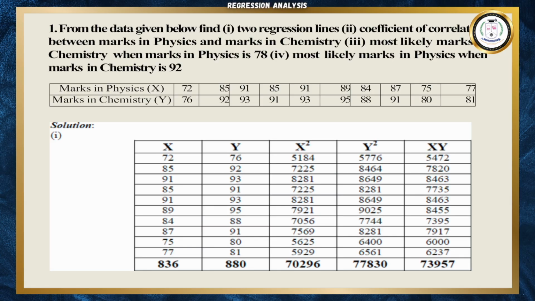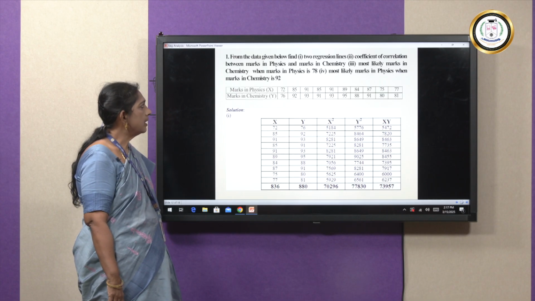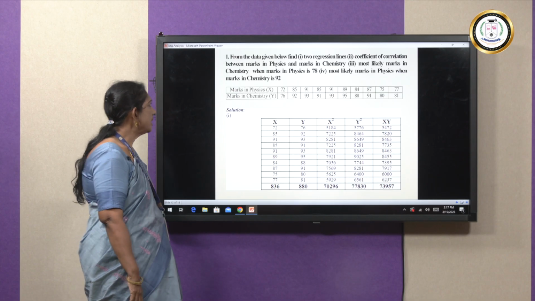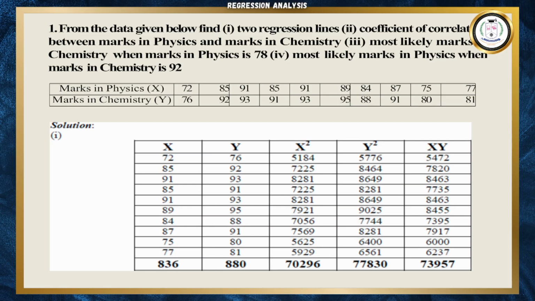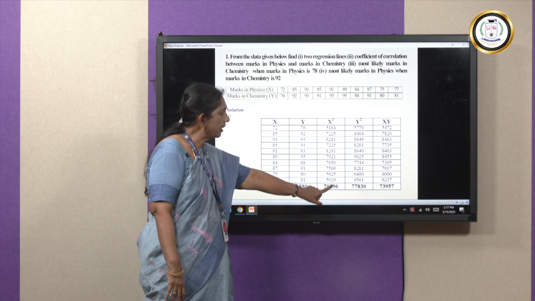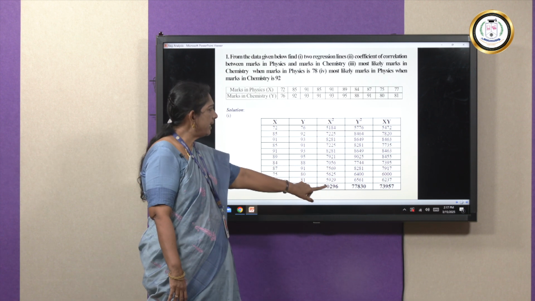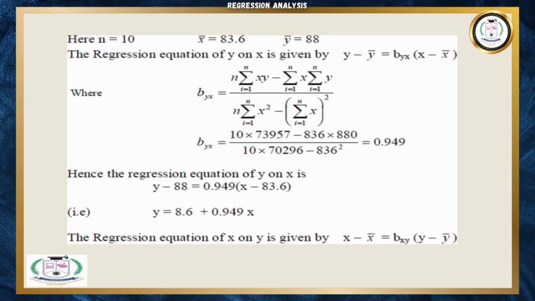So this is a problem in which, from the data given below, we are going to find out two regression lines, the coefficient of correlation between the marks in physics and the marks in chemistry. Third one is the most likely marks in chemistry when the marks in physics is 78, and the most likely marks in physics when the marks in chemistry is 92. So you have arranged it as column x and column y. So we'll be calculating x square, y square and xy columns, and we'll be taking the total for all the 5 columns. The next is we'll be calculating our x bar.